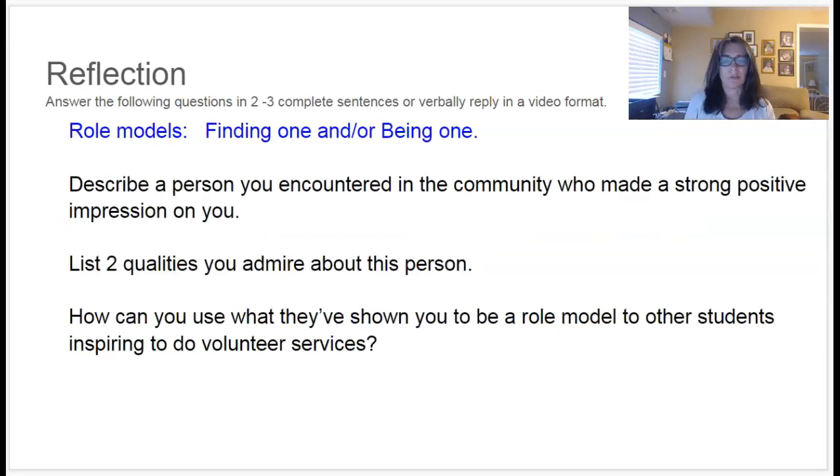The last 3 slides are reflection. This is kind of the heart of the assignment where you want to go in and let me know what your takeaway is from doing your volunteer work.